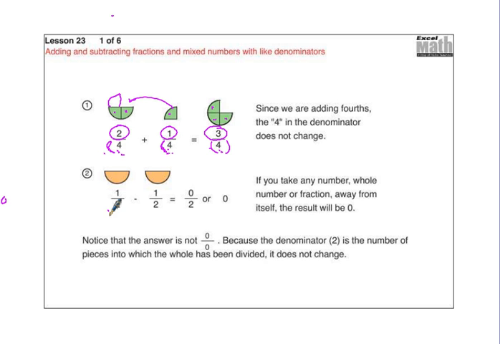Here's number 2, 1/2 take away 1/2 is equal to 0/2. Again, notice the denominators stay the same all the way through. I'm just simply doing 1 minus 1 is equal to 0. And so the answer is 0/2, and you don't write your answer like this. You just write the answer of 0. Notice that the answer is not 0 zeros because the denominator 2 is the number of pieces into which the whole has been divided. It does not change.